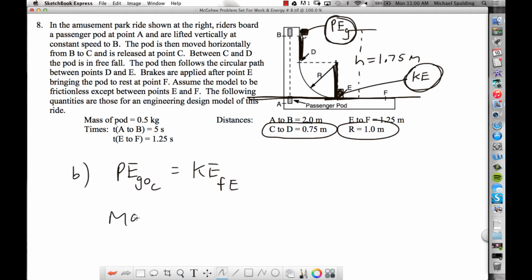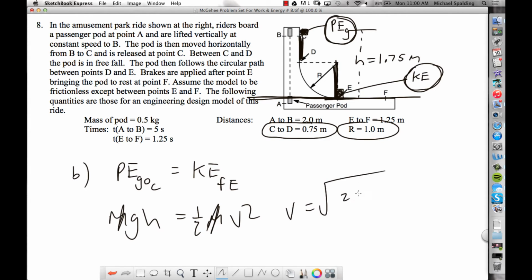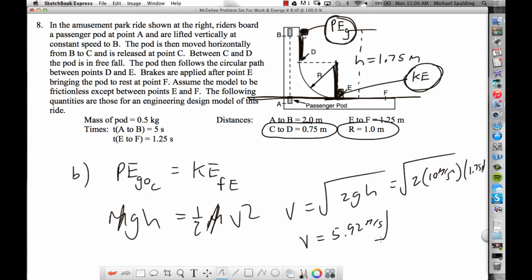Okay, so you go mgh equals 1/2 mv squared. The mass cancels. We don't even need the mass. And then v is going to be square root 2gh. 2 times 10 times 1.75. So this gives a velocity of 5.92 meters per second.